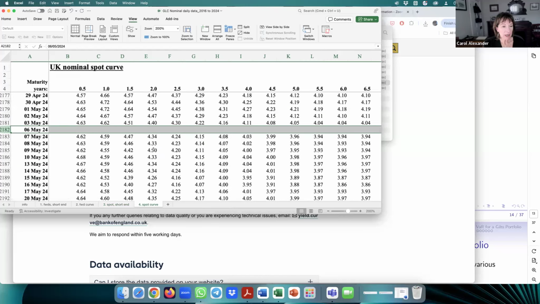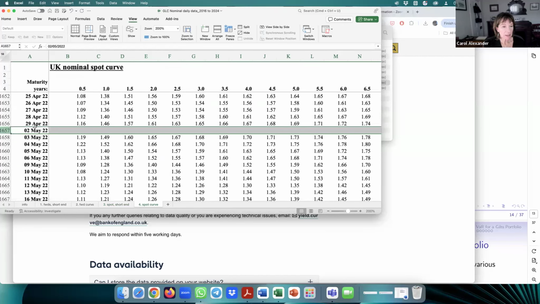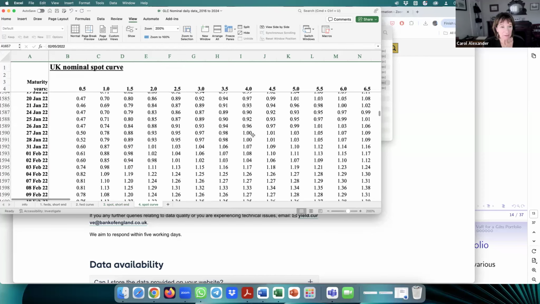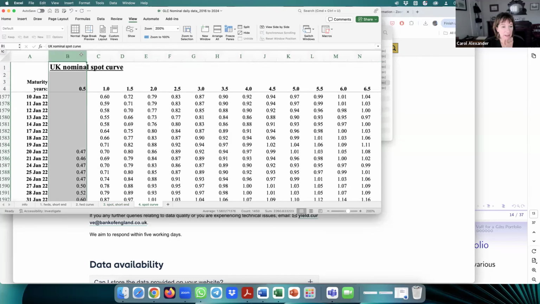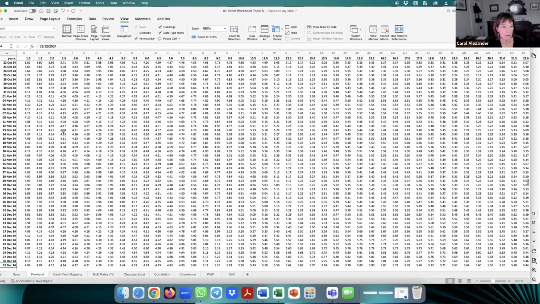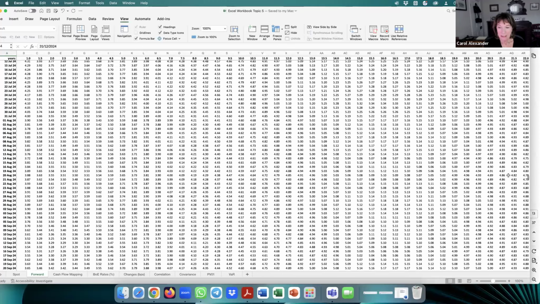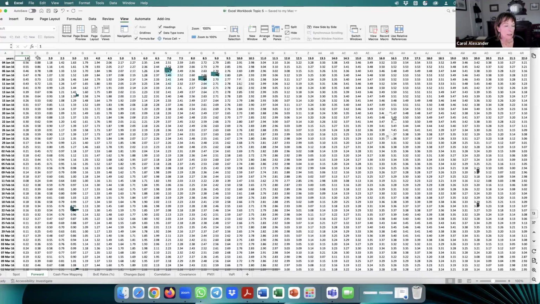For example, on the 6th of May 2024, there's no data. There's no data here. So in other words, whenever there's a bank holiday, there's no data. And we don't always have data on the 6-month rate either. See, no data here. So I cleaned it up for you and put it in Excel workbook. So this is Excel workbook 5. These are the forward rates. As you can see, they have the same maturities: 1 year, 18 months, 2 years, 2.5 years, and so forth.